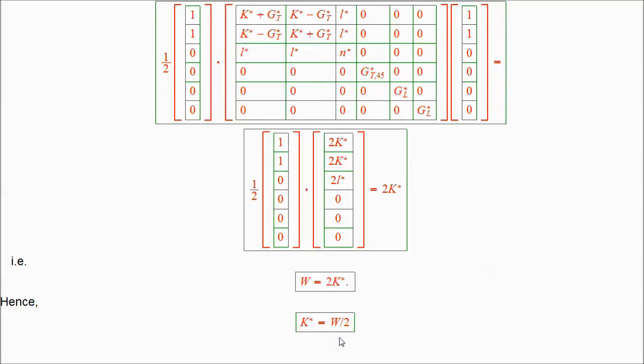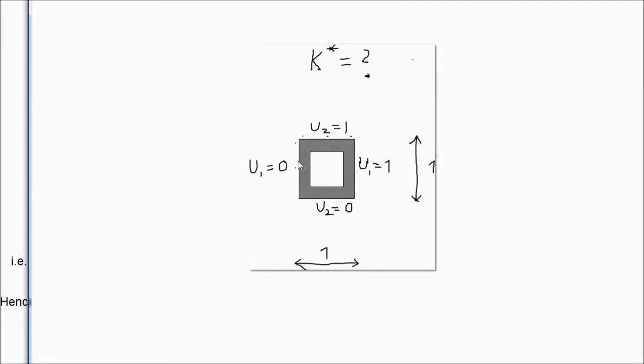So what you are going to do in order to find the effective bulk modulus is just to use this figure, and implement these boundary conditions into the finite element program, for example ANSYS, and calculate the energy. Then you obtain the bulk modulus by dividing the corresponding energy with 2.